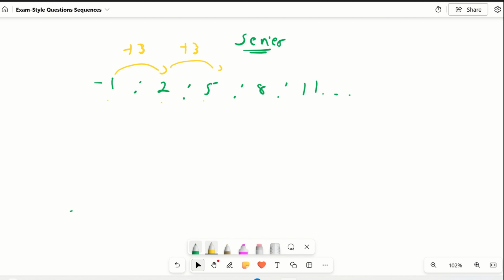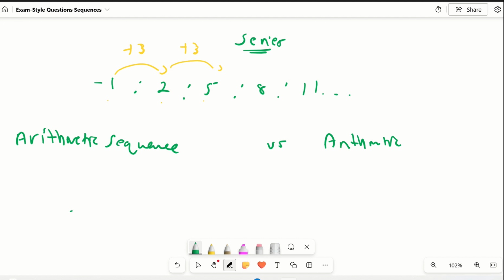Now, what is the difference between an arithmetic sequence or pattern and an arithmetic series? What is the difference? Here's the difference. Here's your arithmetic sequence as you have it above. Then here's your series. Your series is just having pluses or minuses in between these things. So I'm just going to put pluses in place of the commas.